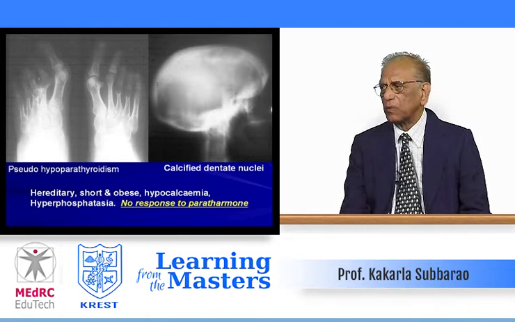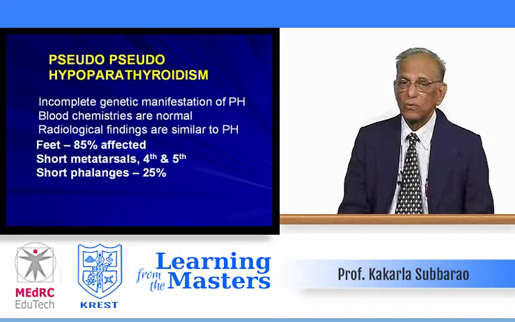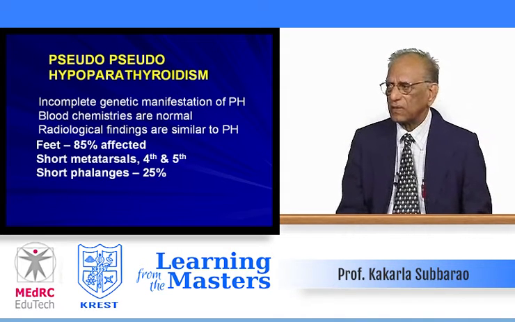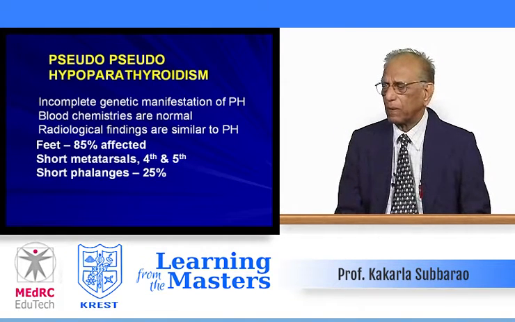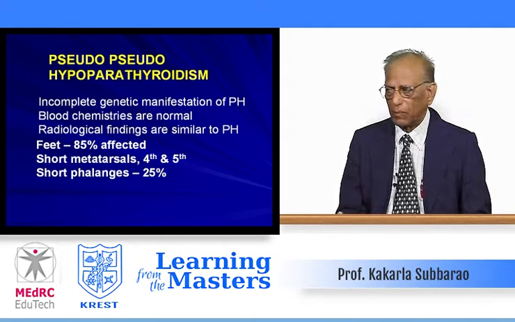Hereditary, short and obese, hypocalcemia is present, hyperphosphatemia is present, but no response to parathormone. And then we get pseudo-pseudo-hypoparathyroidism. It is an incomplete genetic manifestation of pseudo-hypoparathyroidism. Blood chemistries are normal. Radiological findings are similar to hypoparathyroidism. Feet, 85% of them affected. Again, short metatarsals, 4th and 5th, short phalanges in about 25% of the cases.